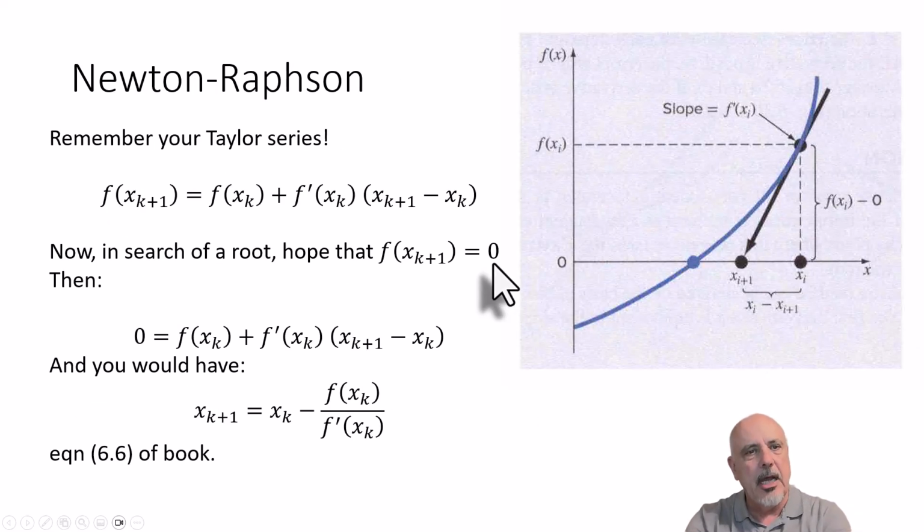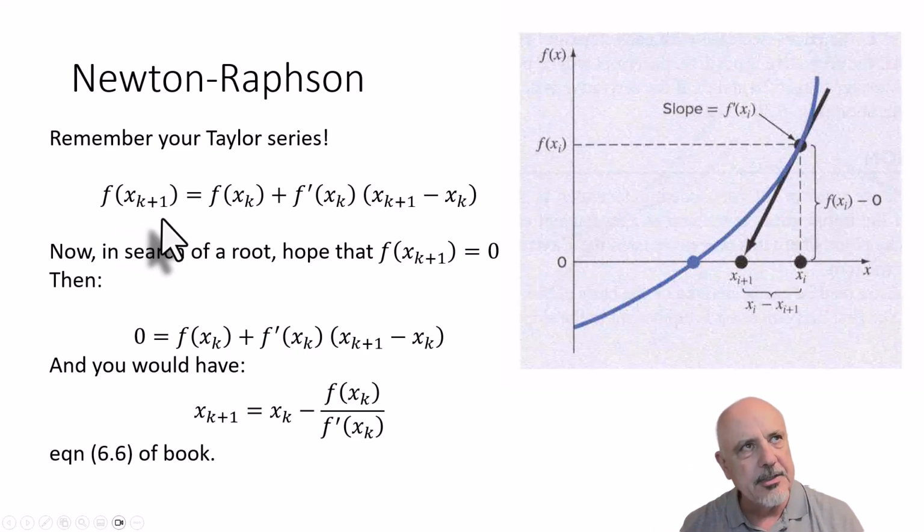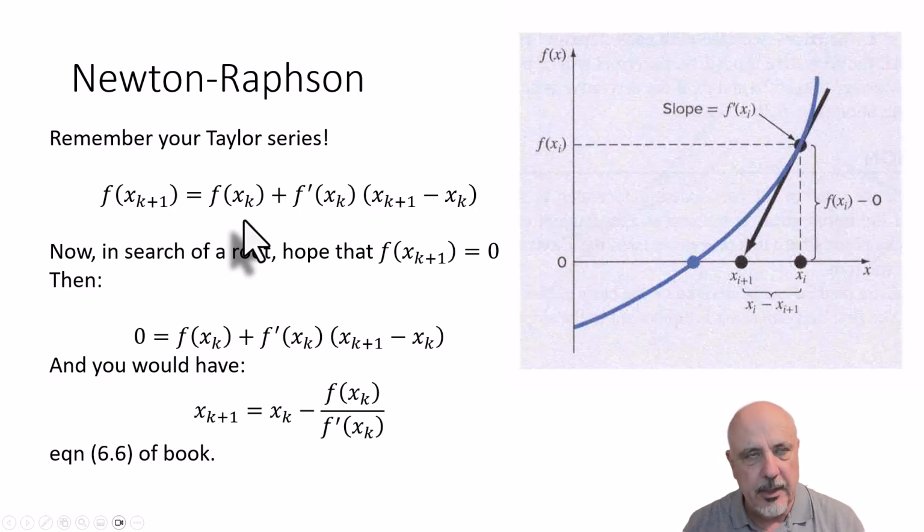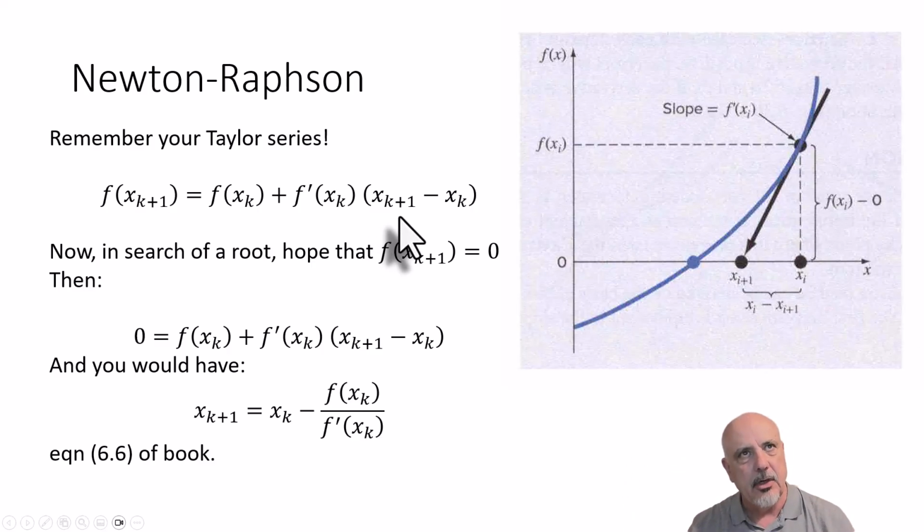Okay, so let's talk about Newton Raphson. You can think about the Taylor series: the polynomial value at the next x would be equal to the polynomial evaluated at the current x plus the derivative evaluated at the current x times the next x minus the current x. So that would be your h. That's just a first order Taylor series step.